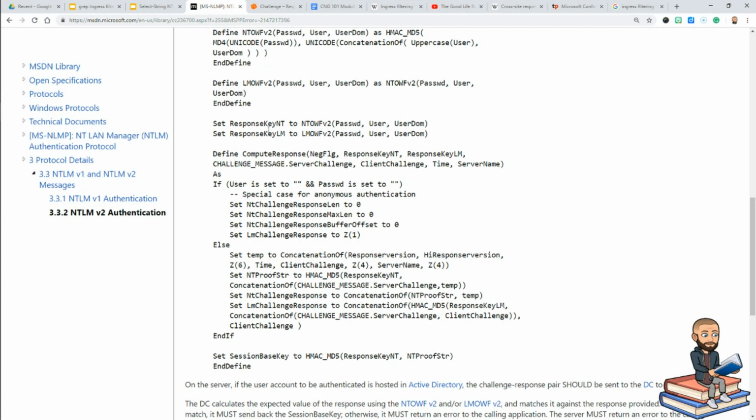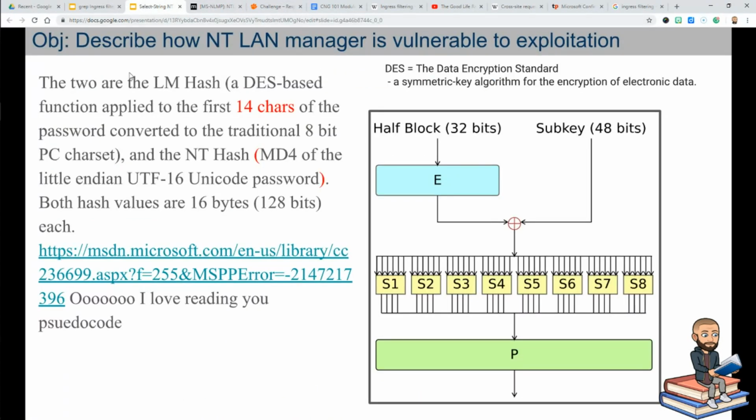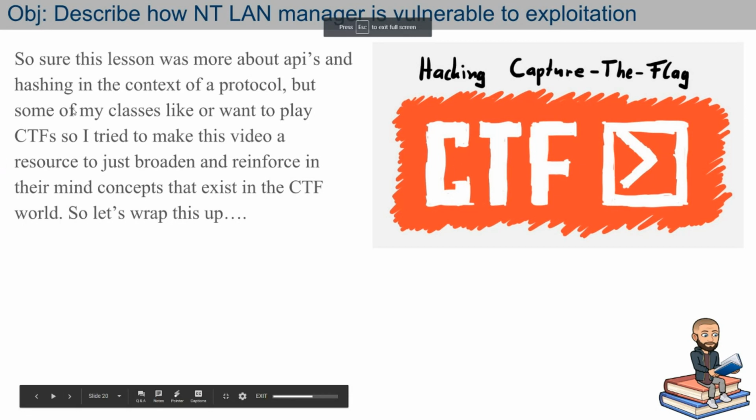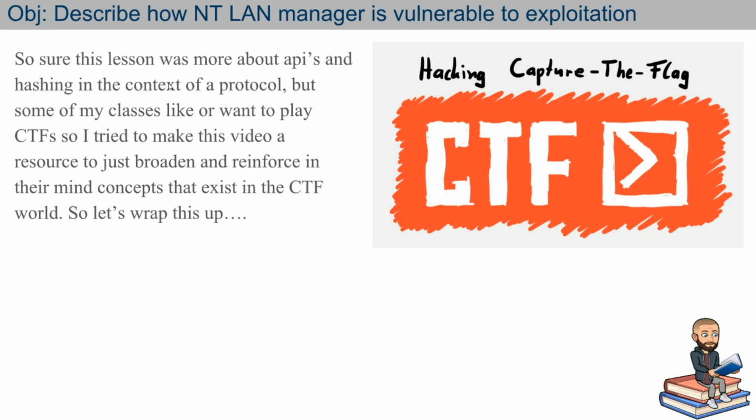How fun would that be, to create a Venn diagram on these two pseudocodes? What are the similarities and differences between them? But that's all much beyond the scope of this class. I wanted this lesson to be more about APIs and the concept of hashing in the context of a protocol. And I think this real shallow level of knowledge about NTLM would be helpful, especially for my students who like playing CTFs, because I've heard of a few challenges that use this concept.